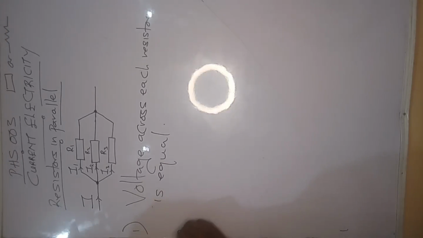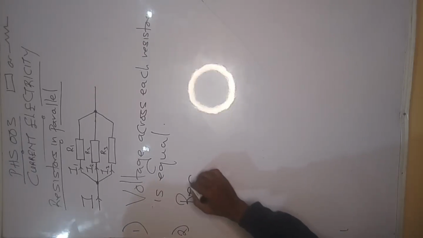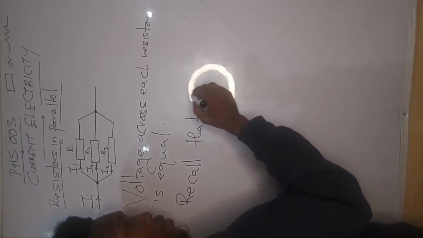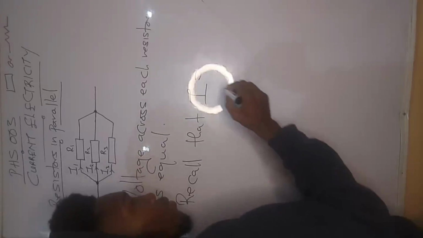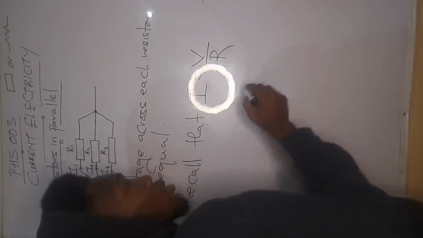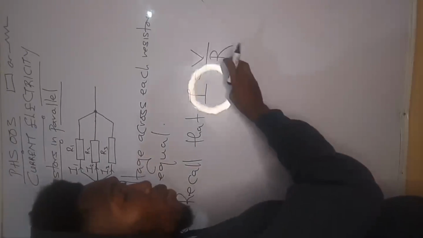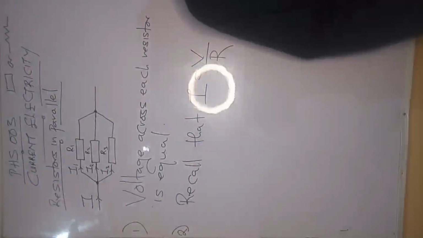Now, the second thing we say is, do we remember? We can recall that I is equal to V over R. True or false? Because we know that V is equal to IR. So if we make I the subject of formula, we have V over what? Over R. True or false? True. Okay.